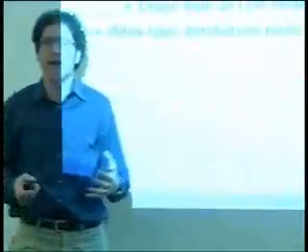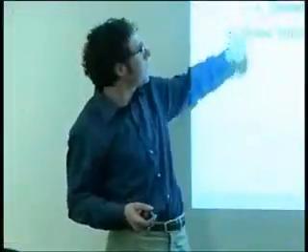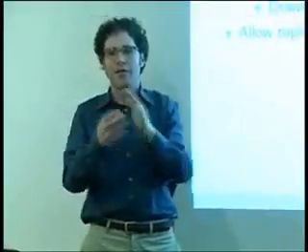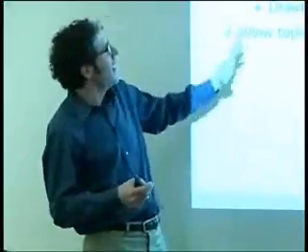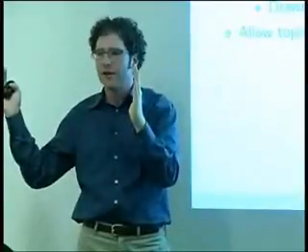Okay, so the idea is to build a dynamic topic model where we divide our corpus into sequential slices, for example, by year. We assume that each slice's documents are exchangeable. So in 1890, I have all the articles in Science, but the articles from 1890, I can scramble those and their probability stays the same. Seems like a reasonable assumption. But the articles from 1890 must precede the articles from 1977 in my model.